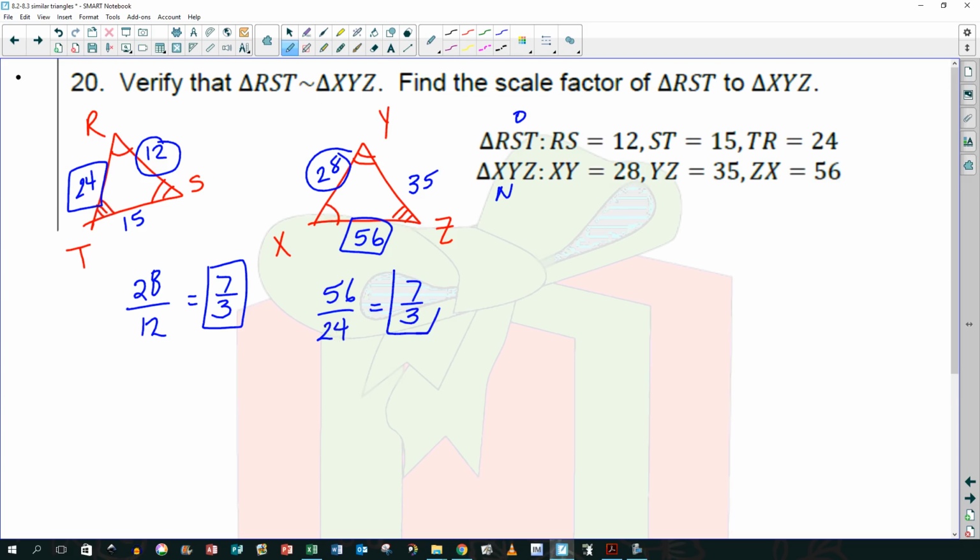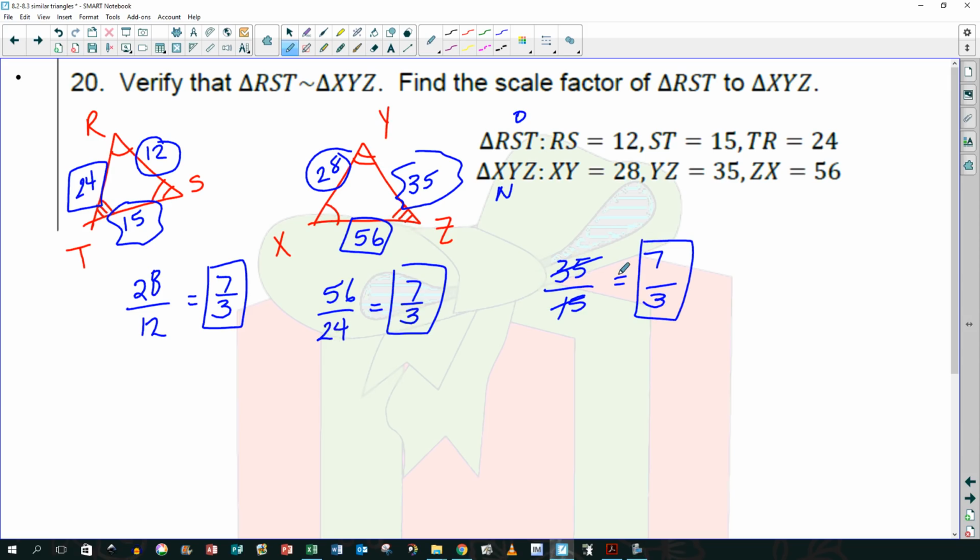So far, so good. And then, of course, check 35 over 15. Well, 5 goes in 7 times, 5 goes in 3 times. And I see that they all have the same scale factor. So there you go. Scale factor is 7/3. If they didn't have the same scale factor, they would not have been similar.